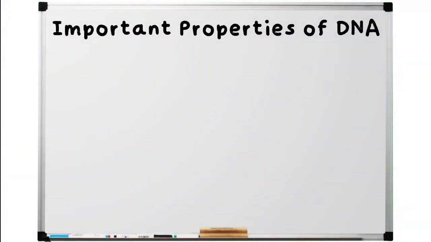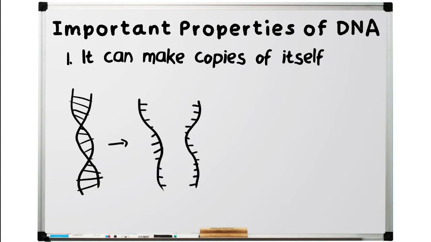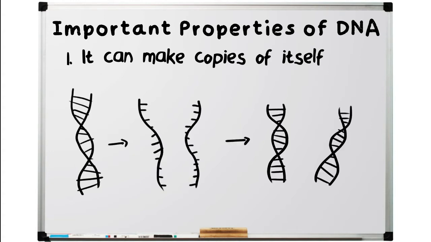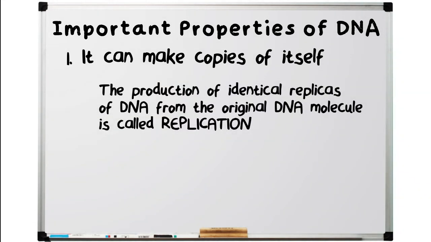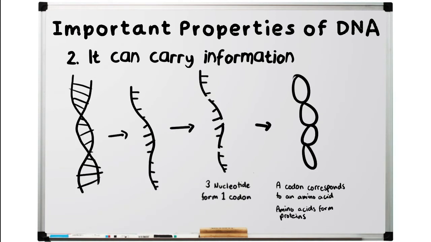Important properties of DNA. The DNA molecule has 2 important properties. First, it can make copies of itself. If you pull the 2 strands apart, each can be used to make a new DNA molecule. The production of identical replicas of DNA from the original DNA molecule is called replication. Second, it can carry information. The order of the bases along a strand is a code for making proteins.